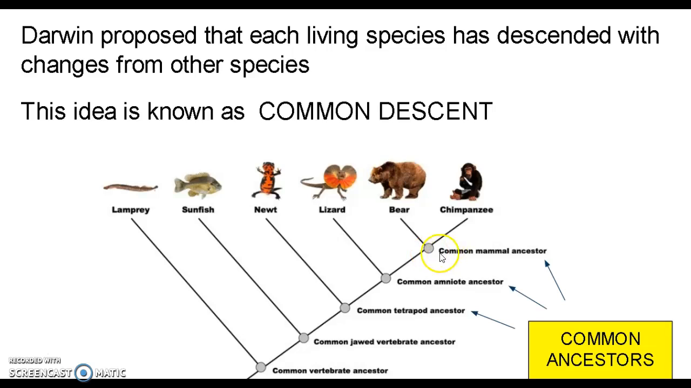So, for example, some sort of mammal ancestor existed. Natural selection would occur in one pathway and would select for traits that eventually ended up in our chimpanzees. And natural selection in a different direction would select for traits that are common in bears. And so, this is how we get different species.